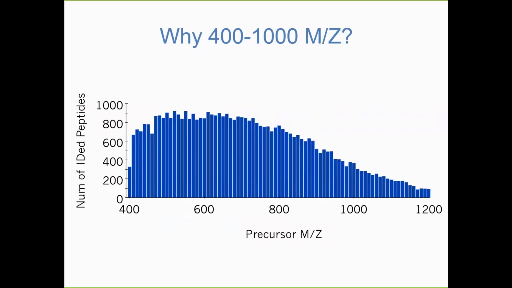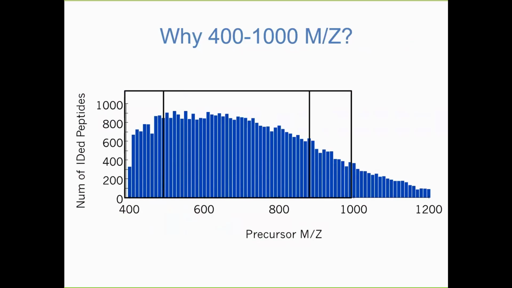So another question you might ask is, why are we talking about 400 to 1,000 m/z? And so here I'm plotting at the bottom axis the precursor mass to charge for a bunch of peptides across big spectrum libraries, and the number of identified peptides on the y-axis. And as you can see, there's a shape to this curve where you really get the most number of peptides in this 400 to 1,000 m/z range. And that's the range that I think is worth targeting the best.